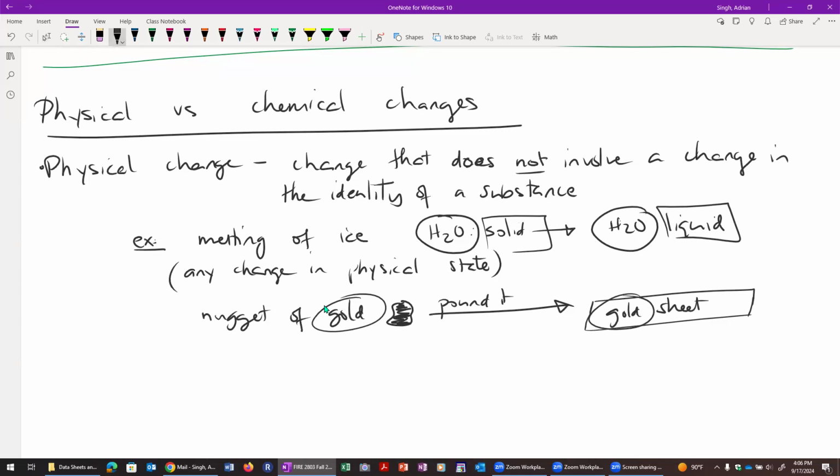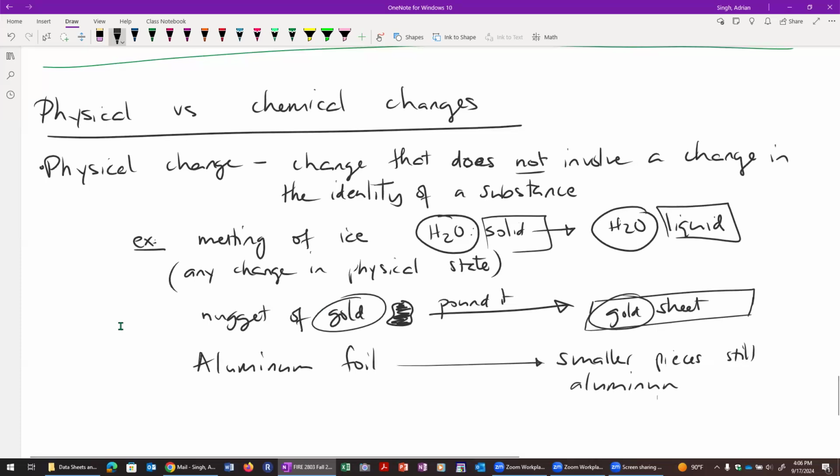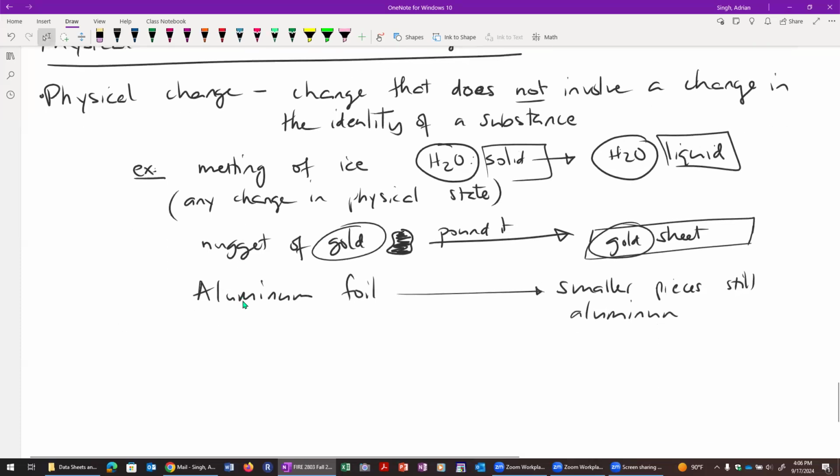Similarly, you could take a piece of aluminum foil and split it into small pieces, but it's still aluminum. So that would be a physical change. And you can guess a chemical change is one in which there's a change in the identity of the substance.